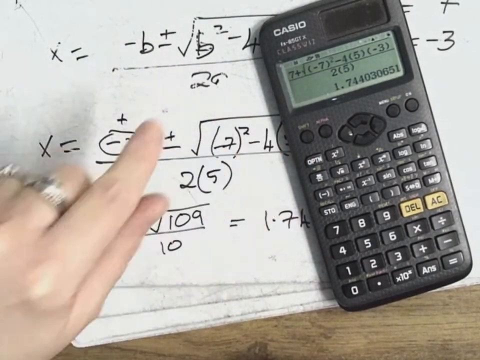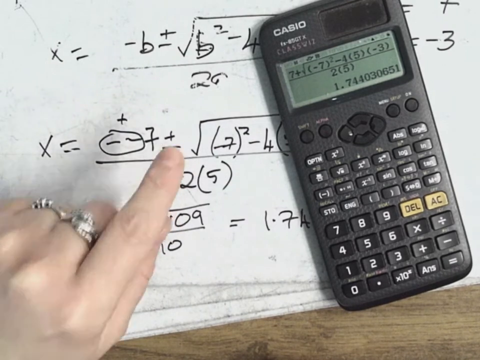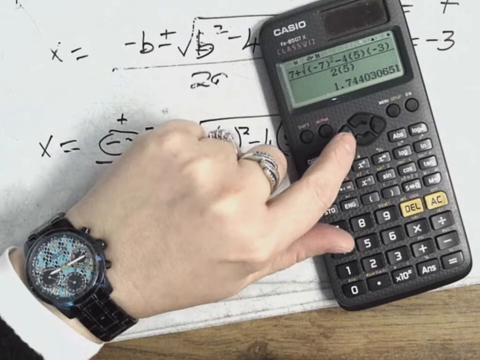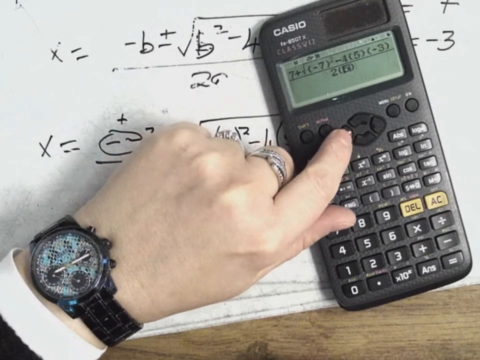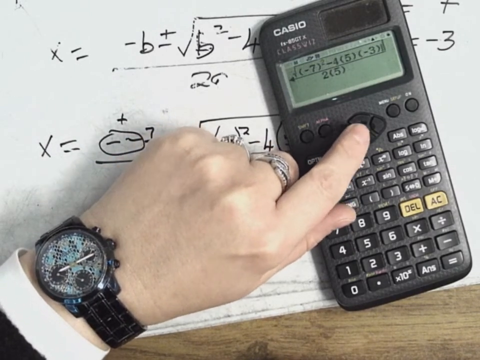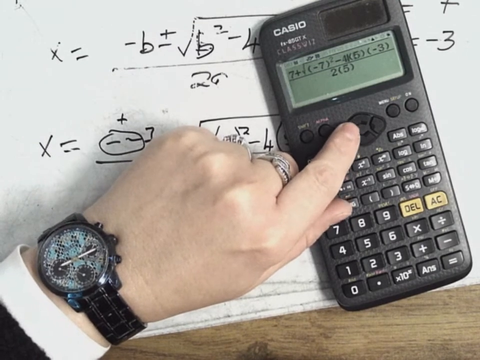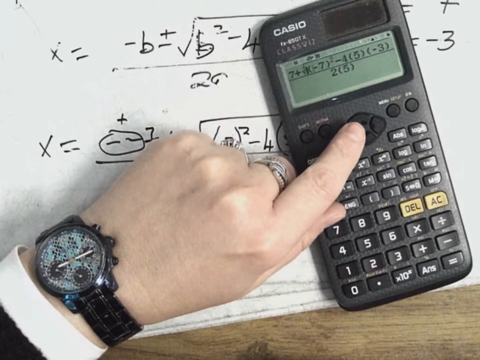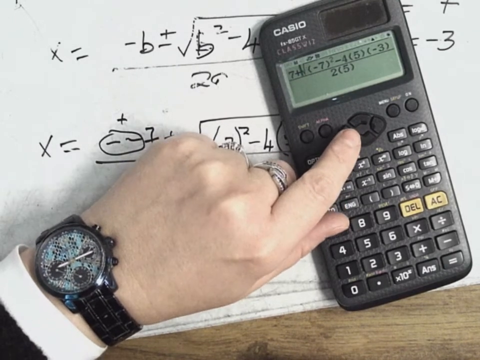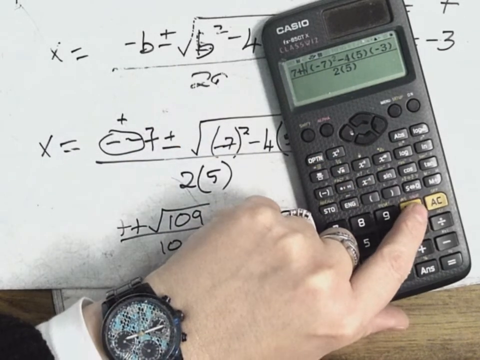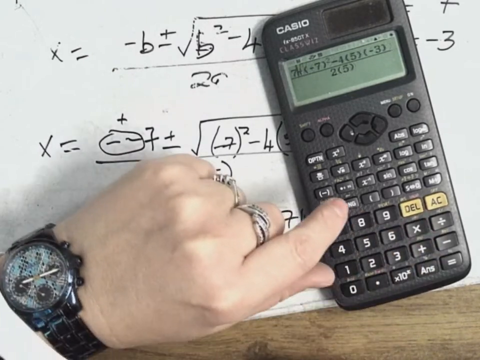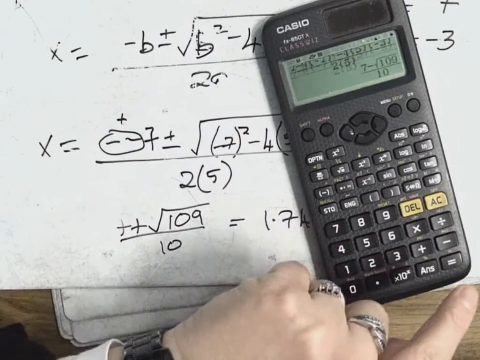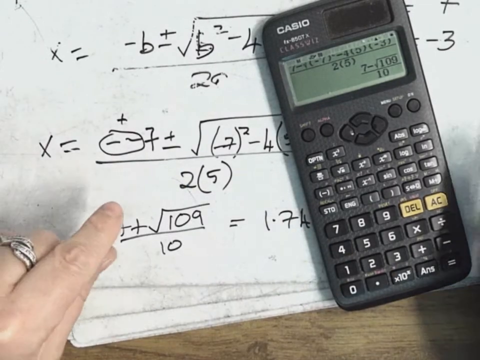Then to get my second answer, what'll I do? Instead of where I put that plus, I'm now going to go back and put the minus. Do I have to type the whole thing in again? No. Just use the back arrow. To get back to where the minus is, it's a long way back. There we go. Press the delete key, DEL, and change that plus to a minus. Press equals.